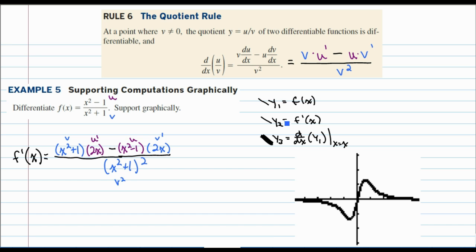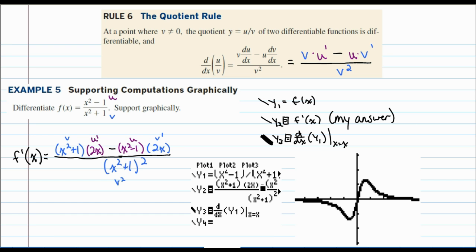In y2, I am going to graph f prime of x, or my answer. In y3, I'm going to tell the calculator, take the derivative of what's in y1 and graph it bold. And then what I did is I saw, here's what I graphed in y2, and then in bold, it graphed right over the top of it so I can make sure that my graph was the same as what the calculator says the derivative should be. So there's a better look at what I had in my calculator.